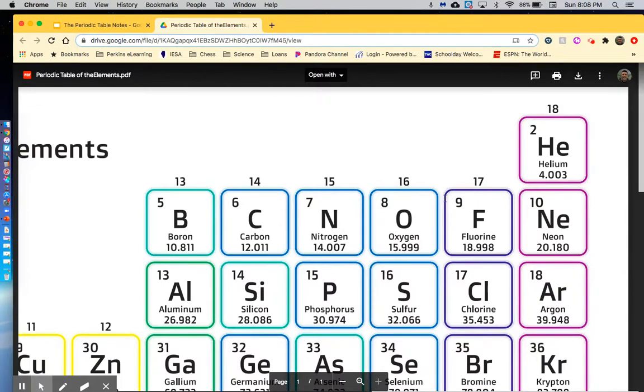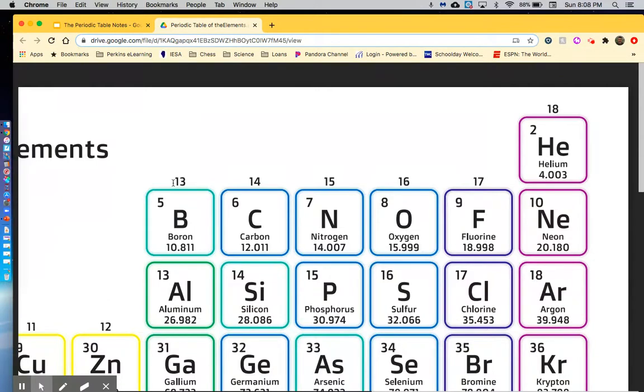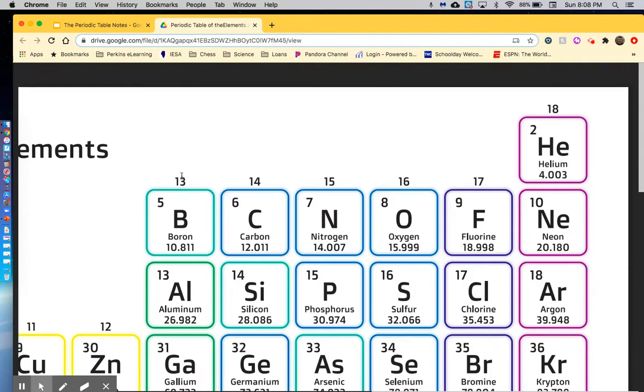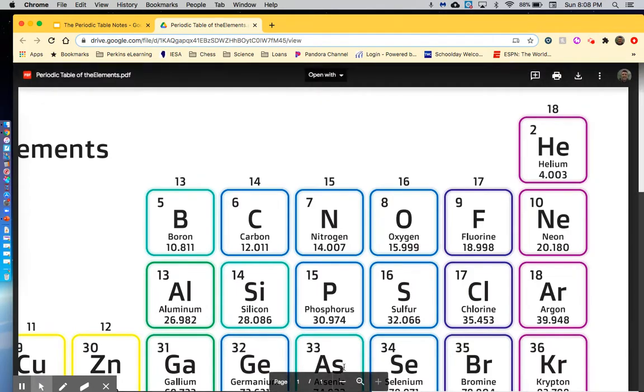Now, we'll get into a little bit more detail about this next week when we do Bohr diagrams, and I will show you how to read these numbers to help you determine what's on the outside shell.